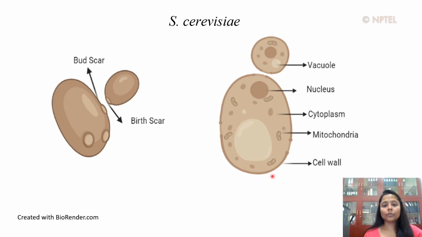Like any other eukaryotic cells, S. cerevisiae also has different membrane-bound organelles like nucleus, cytoplasm, mitochondria, plasma membrane, and cell wall. In the previous lecture, Professor Shikha Laluria has explained to you all in great detail the properties, structure, and function of all these membrane-bound organelles. Today, I will give you a brief idea about the cell wall.